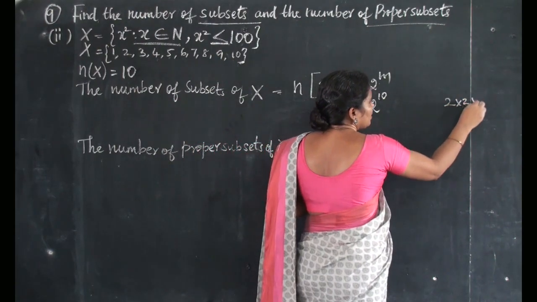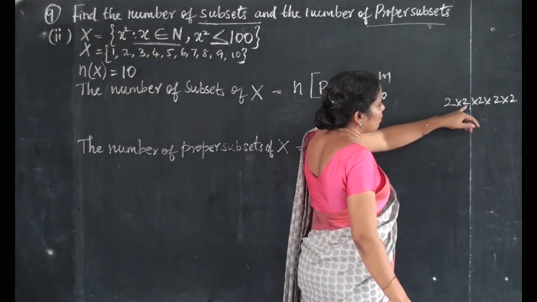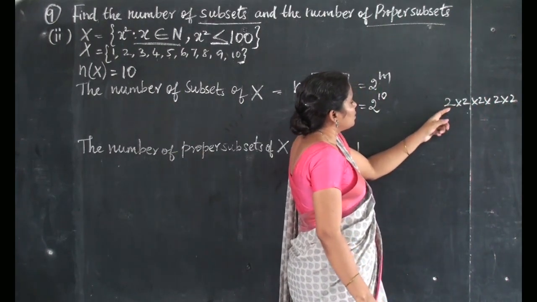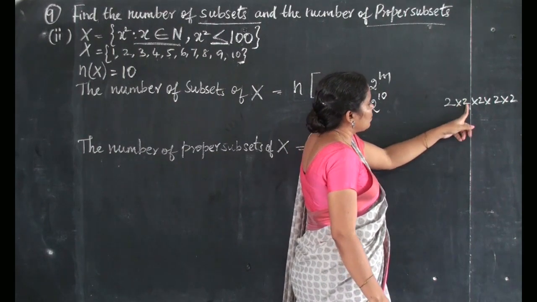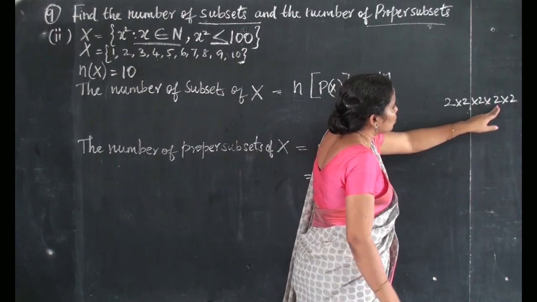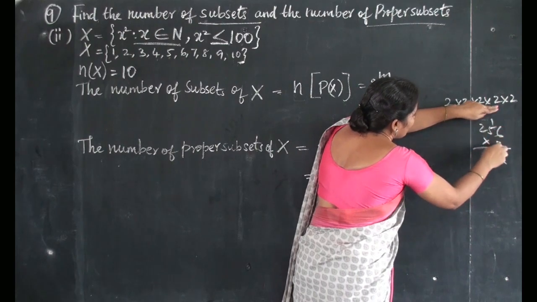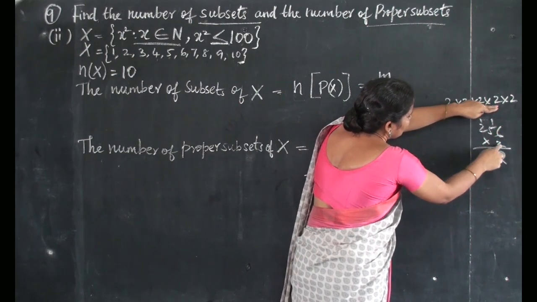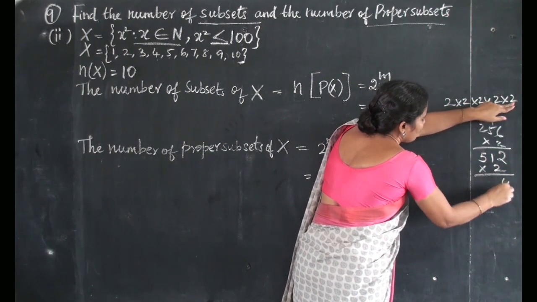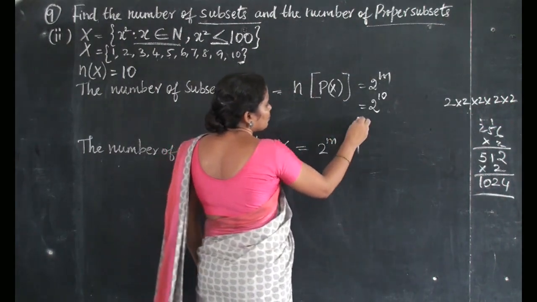2 into 2 into 2 into 2. 2 2s are 4, 4 2s are 8, 8 2s are 16, 16 2s are 32, 32 2s are 64, 64 2s are 128, 128 2s are 256, and so on. Taking 5 twice, 5 2s are 10, and so it comes to 1024.